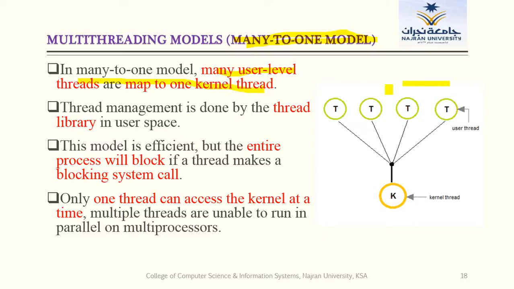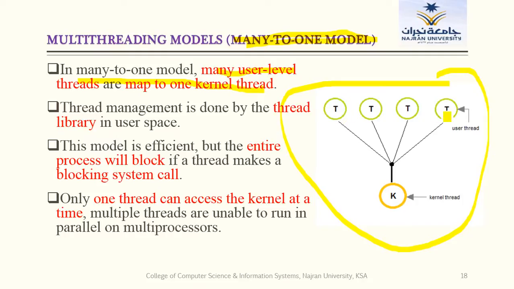Okay, so if you see this diagram, it is clear that we have 1, 2, 3, 4 user threads and only one kernel thread. They are connected with only one kernel thread. Now thread management is done by the thread library in user space. So who is managing the thread? The thread library. Where? In user space, the thread management is done.